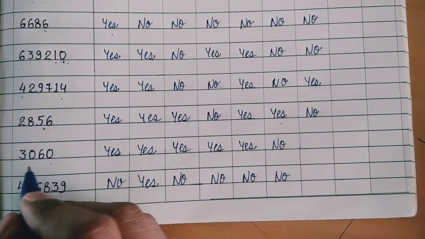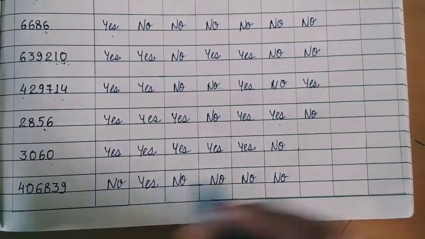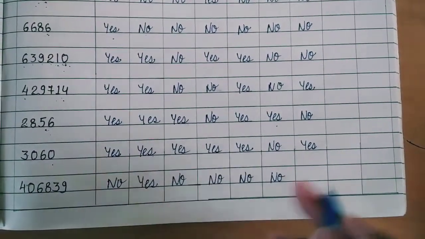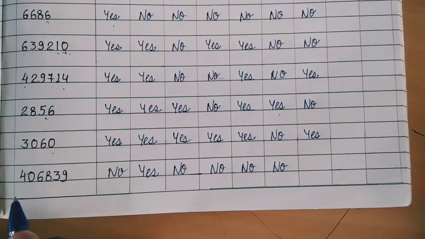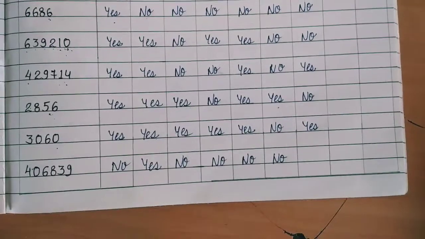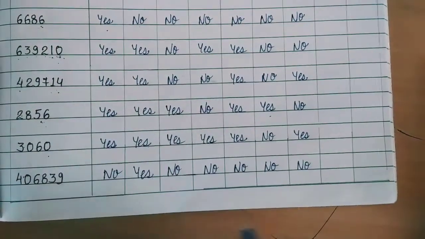Then we are adding 3 plus 0 plus 6 plus 0, which is giving us 9, and 9 is absolutely divisible by 9. It means 3060 is divisible by 9. And at the end, if we add the last number's digits, we will get 30, and 30 is not divisible by 9. It means that number is not divisible by 9.